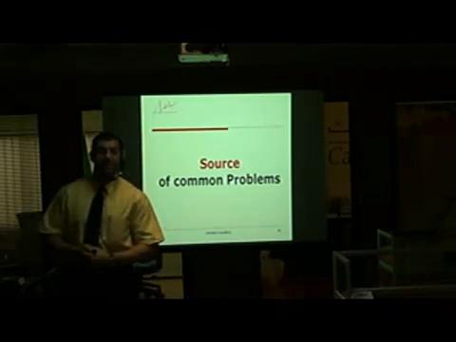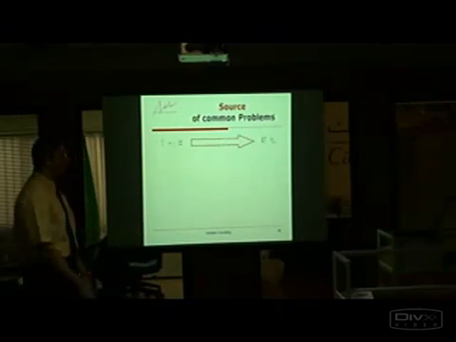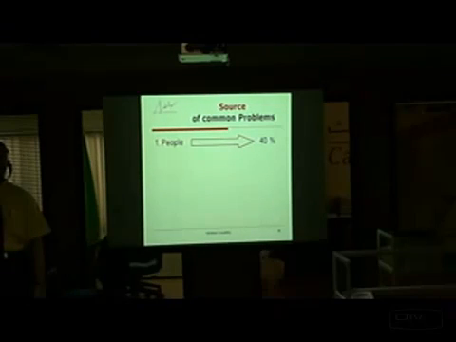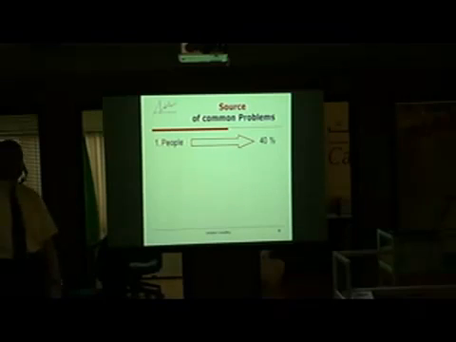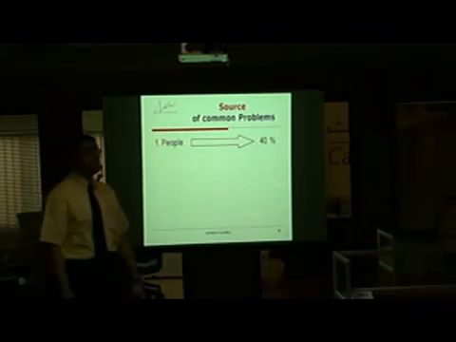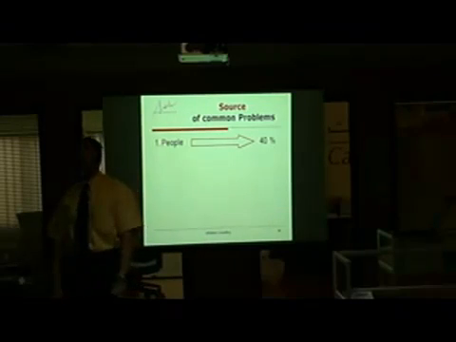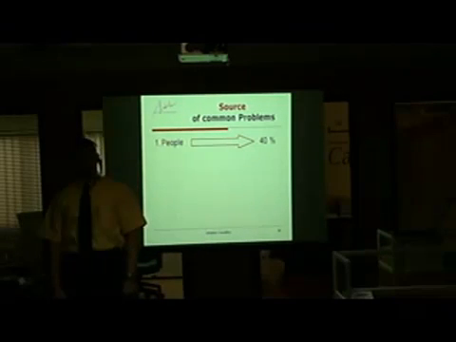People are the biggest source of problems. Statistics showed that about 40% of problems that we have are caused by people for hundreds of reasons. But people are the main cause of problems that we have in business. People might be clients, colleagues, supervisors, subordinates, and so forth. People in general are causing 40% of business problems.